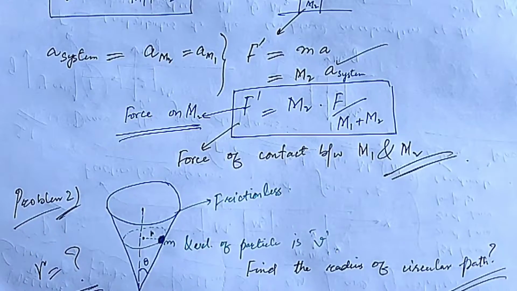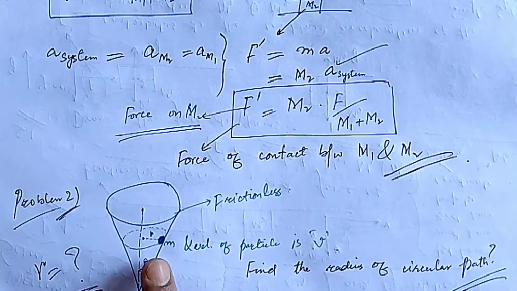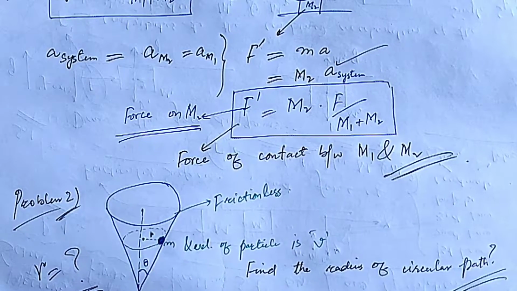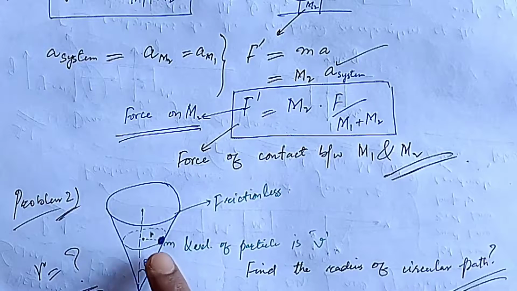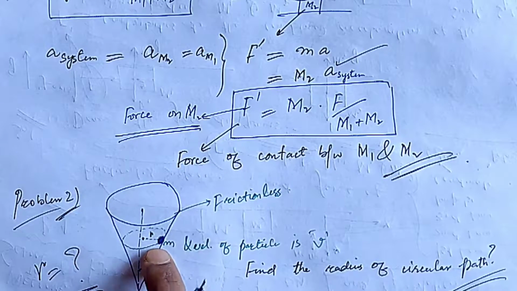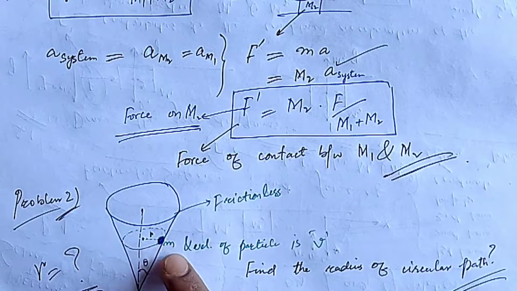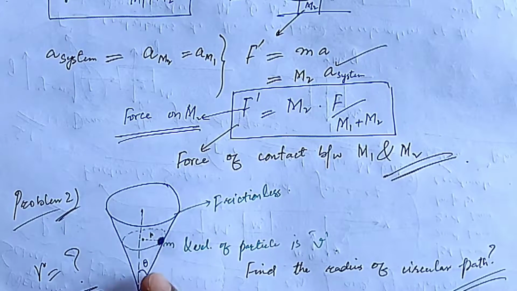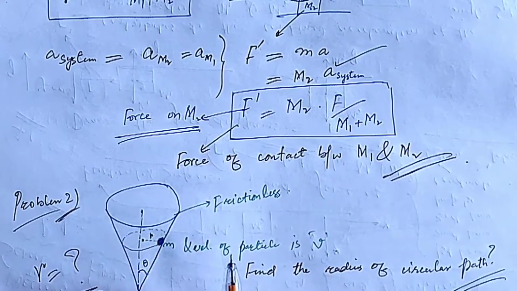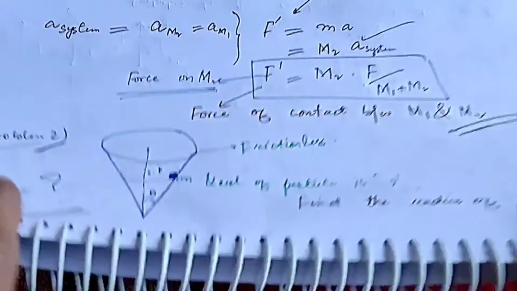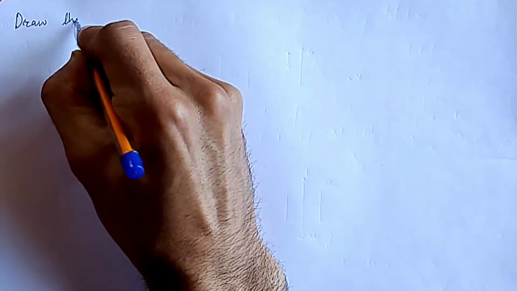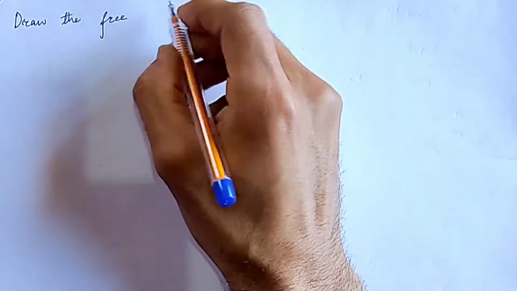So how to determine this sort of problem? Keep in mind that the body surface is frictionless, so there is no contribution from frictional force. The only forces exerted on this body m will be the contact force between the walls of the cone and the body, and the downward force, which will be the weight. So draw the free body diagram. First of all, draw the free body diagram.